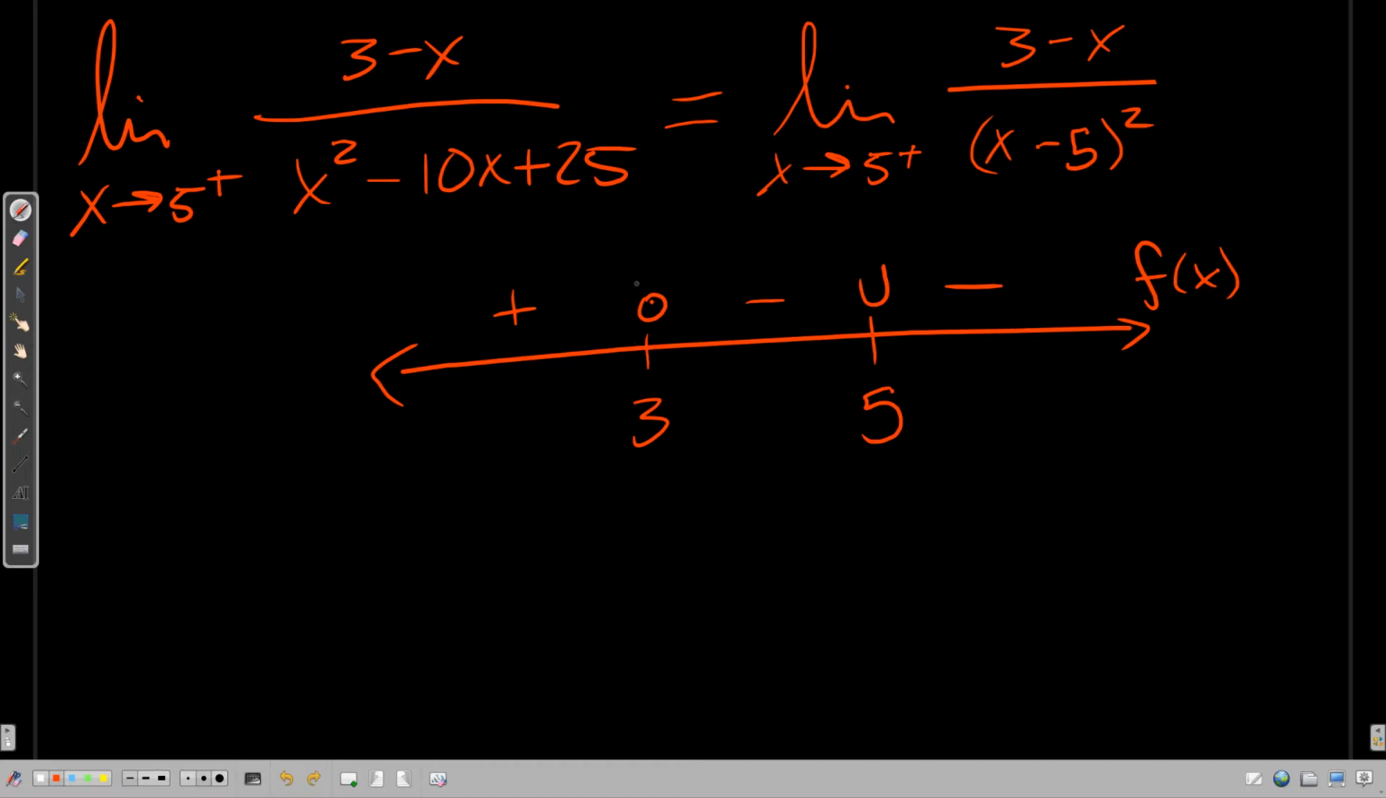Okay, so what's their question? Is there a limit? What's the limit as x goes to 5 from the right? Well, here's 5. And this is from the right. So I know that it is negative. So it's either going to be negative infinity or positive infinity. And it must be one of the infinities because as x is going to 5, this denominator is going to 0. So this limit is minus infinity.